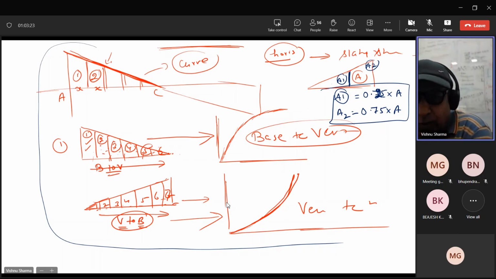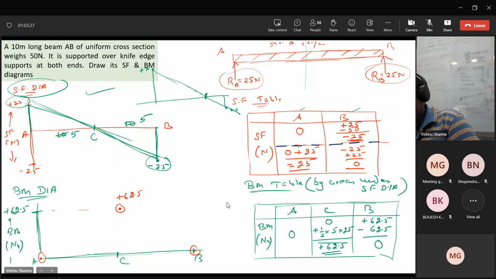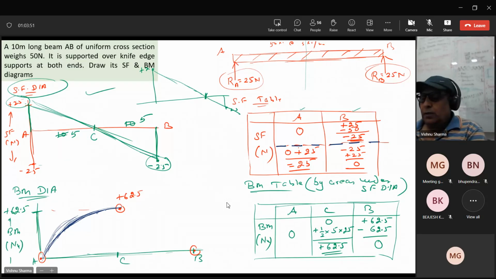I will be asking you questions from A to C. Am I integrating the triangle from base to vertex or vertex to base? A to C, is it from base to vertex or vertex to base? Base to vertex. So initially it will be steep, and then something like this. It will be basically like this. Yes or no, beta? Correct?